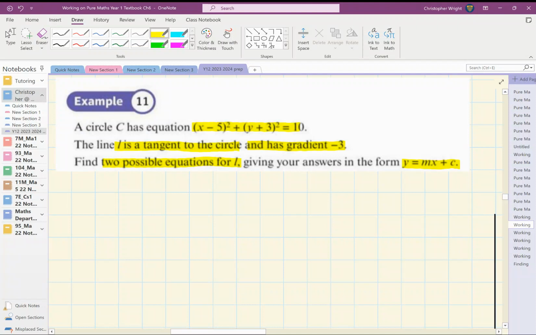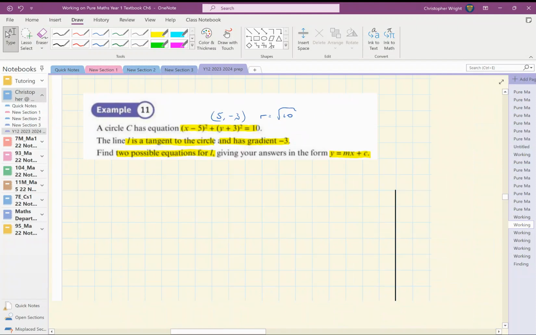Let's start by drawing a diagram. We're going to draw this circle, then you know its centre and you know its radius. Its centre is at the point (5, -3), and its radius is the square root of 10, fractionally more than 3. So we can draw that circle, and look at that.